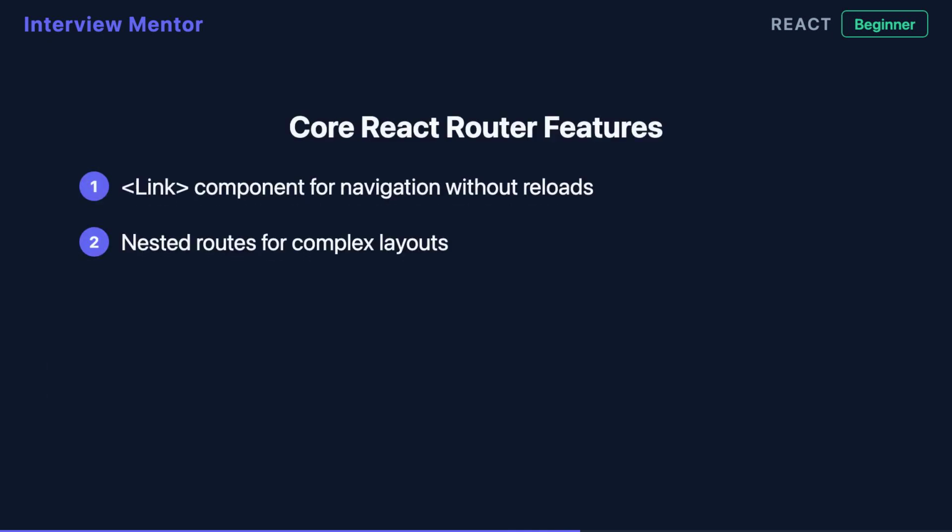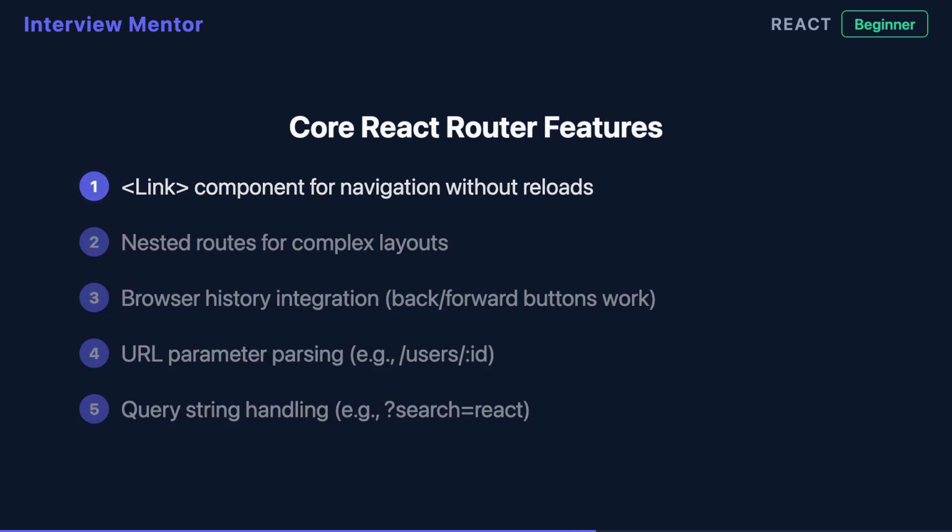React Router comes packed with features. The Link component creates navigable links without triggering reloads. Routes can nest inside each other for complex layouts. It handles browser history, so the back button works naturally, and it passes URL parameters and query strings so you can pass data through the URL. These tools make building multi-page React apps straightforward and intuitive.